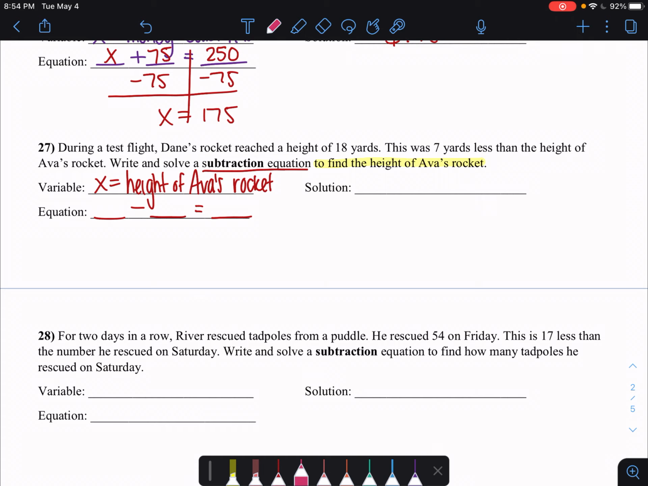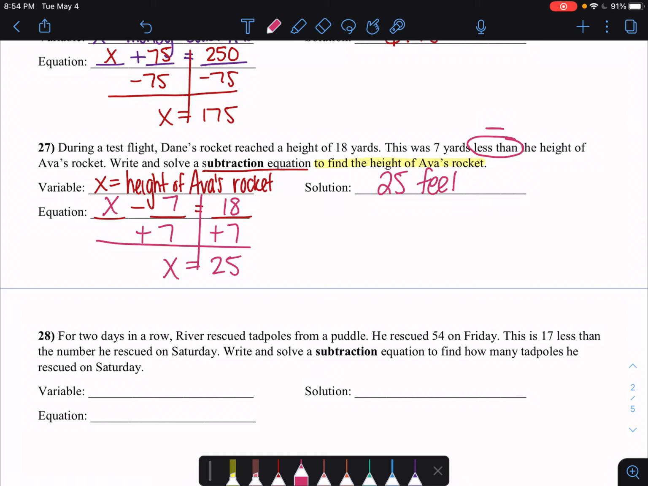So this says during a test flight, Dane's rocket reached a height of 18 yards. So that's the highest that it got. This was 7 yards less than. That's your subtraction. So it's going to be minus 7. So X minus 7 is equal to 18. I'm going to add 7 to both sides. So X equals 25. And this is going to be 25 feet.